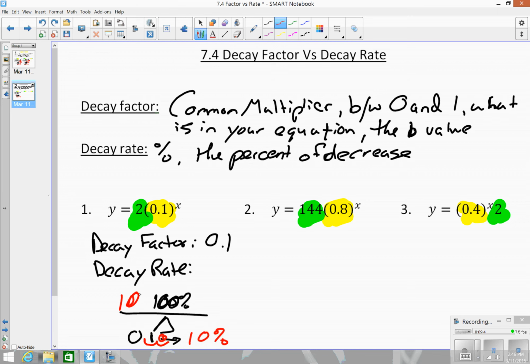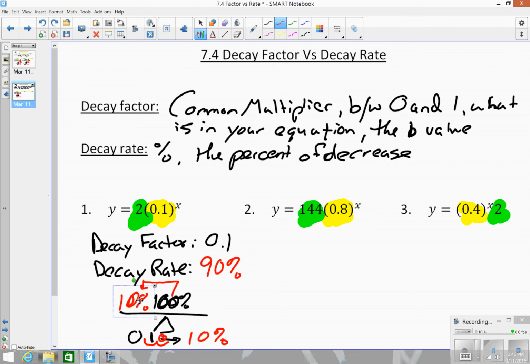So 10%. Good. Now, what is the difference? How do I get from 100% to 10%? You could take 100 and subtract the 10, right? Or what's the difference between 10 and 100? If you're thinking 90, you're correct, right? So it's a difference of 90%. So that would be our decay rate. Okay? So you're just seeing how much is in between those two numbers, right?